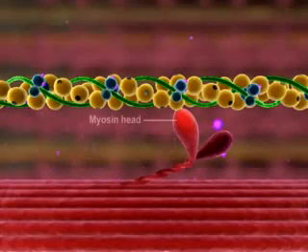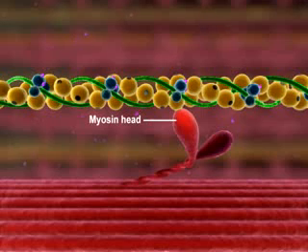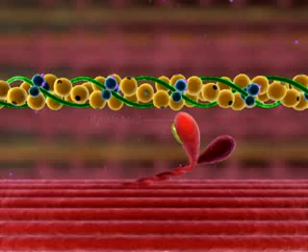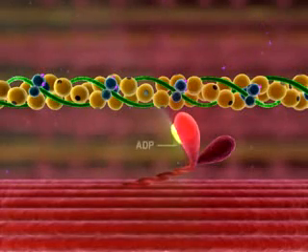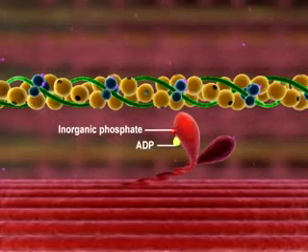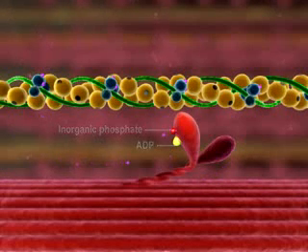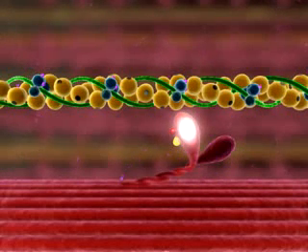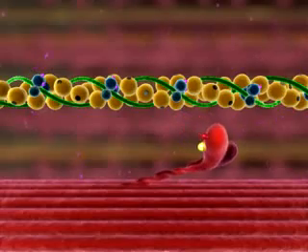Also note that the myosin head must be activated before a cross-bridge cycle can begin. This occurs when ATP binds to the myosin head and is hydrolyzed to ADP and inorganic phosphate. The energy liberated from the hydrolysis of ATP activates the myosin head, forcing it into the cocked position.